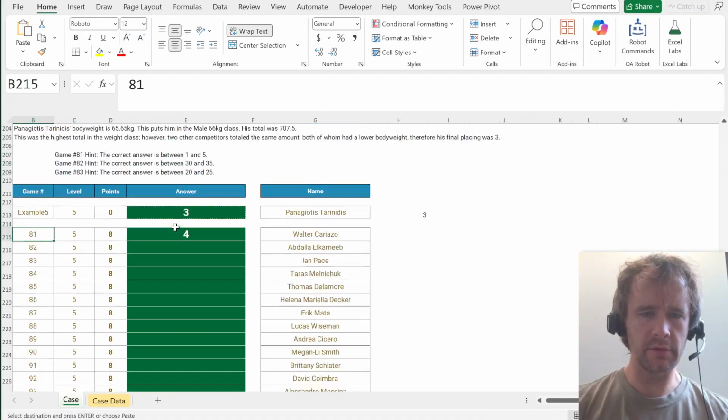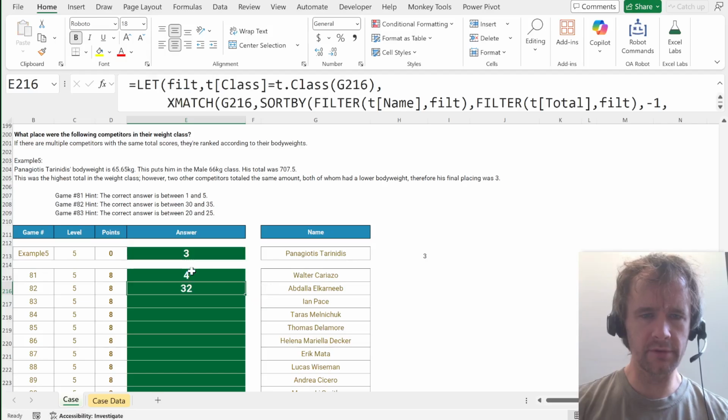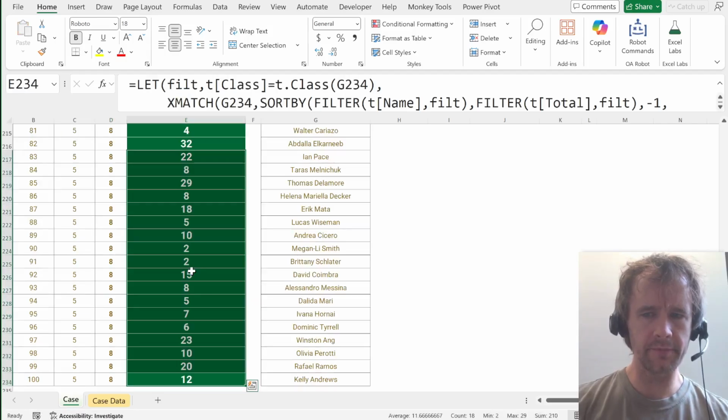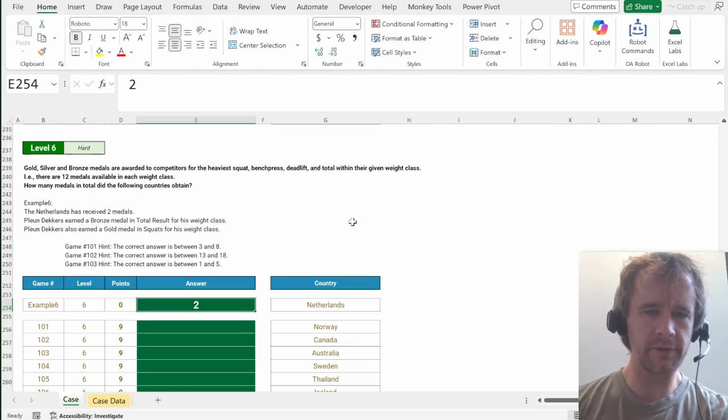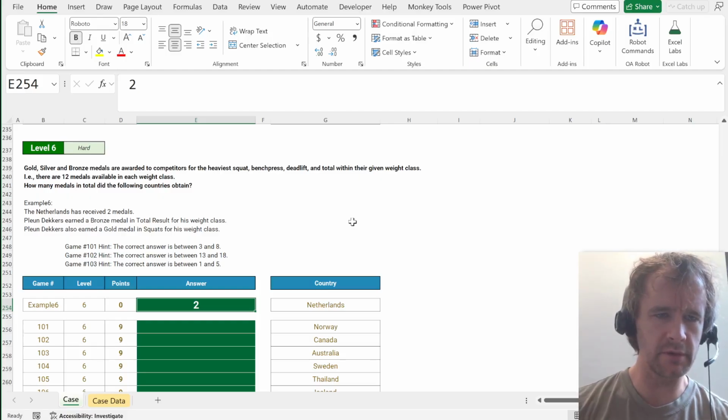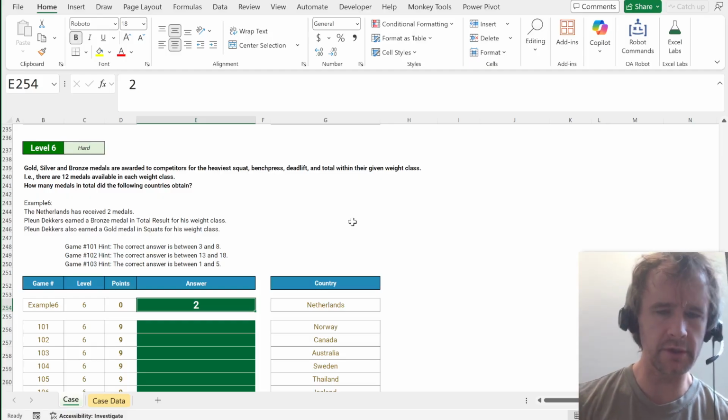And we got some hints here, so let's check. Between 1 and 5, yes. 30 and 35, yes. 20, yep. Okay, good. Level 6. Gold, silver, and bronze medals were awarded to competitors for the heaviest squat, bench press, deadlift, and total within their given weight class. 12 medals available in each class. How many medals in total did the following countries obtain?